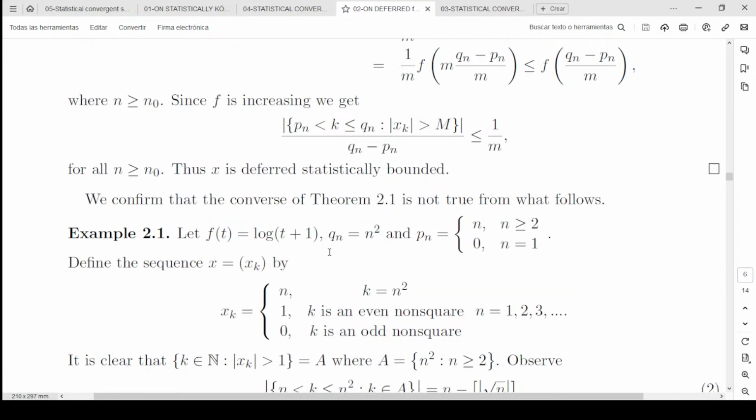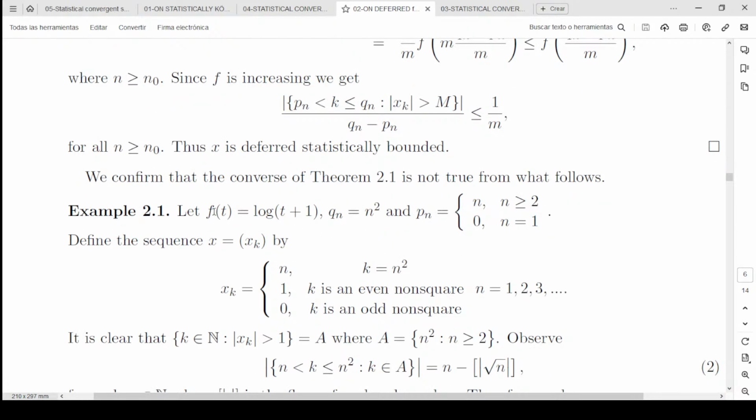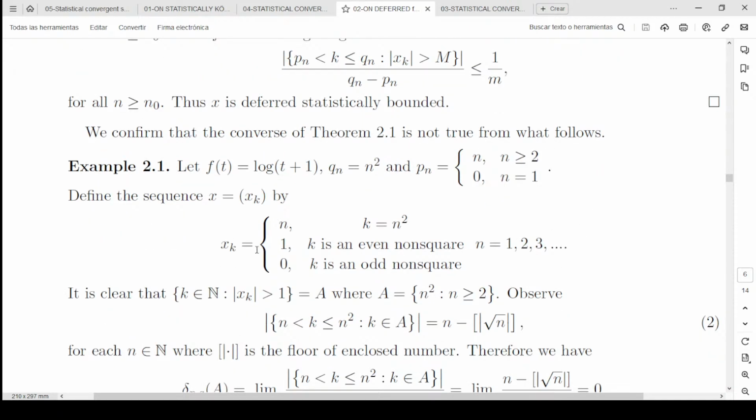But this example shows that the converse of this result does not have to be true for some special cases of modulus functions and deferred functions. If we take f as log t plus 1, and qn as n to the power 2, and pn as this definition, and x be defined in that way: xk equals n if k equals n square for some n, and xk is 1 if k is an even non-square, and xk is 0 if k is an odd non-square.